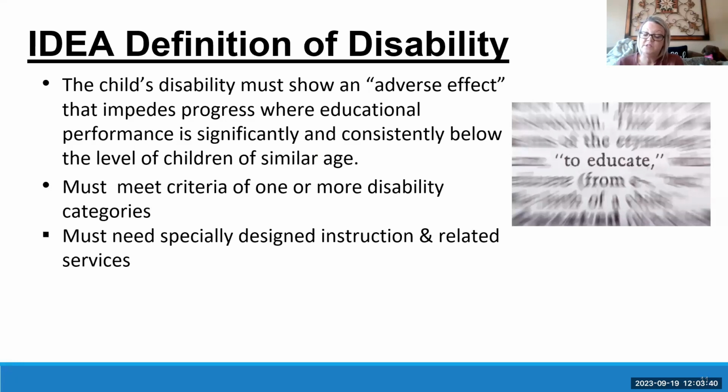IDEA definition of disability continued. The child's disability must show an adverse effect that impedes progress where educational performance is significantly and consistently below the level of children of similar age, must meet criteria of one or more disability categories, and must need specially designed instruction and related services. A medical diagnosis doesn't automatically qualify a child to receive special education services at the school level.